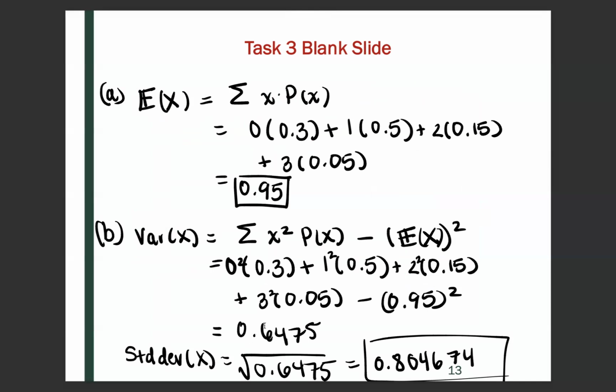So then we're not done yet because we have to take the square root to get the standard deviation. So once we take the square root, we get 0.804674, or in other words, 0.80.